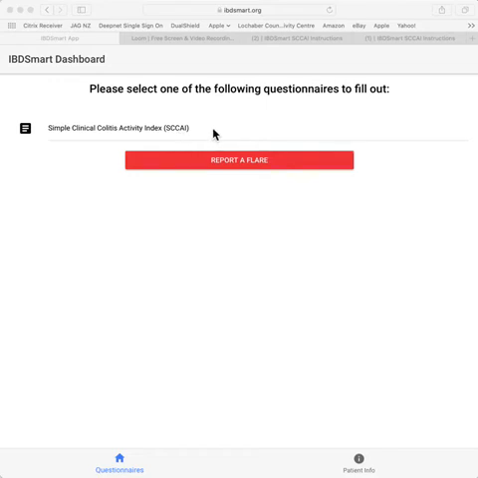Once you log on to IBDSmart, you'll get to this window. Here there is a choice of two tabs to click on. The Simple Clinical Colitis Activity tab, which is designed to be used for routine reporting of your disease activity. For instance, when you are attending a scheduled checkup or reapplying for medications. The red Report a Flare tab gets you to complete the same SCCAI questions, but will directly alert your healthcare workers that you are concerned about your ulcerative colitis at this point in time. So let's complete a routine SCCAI.